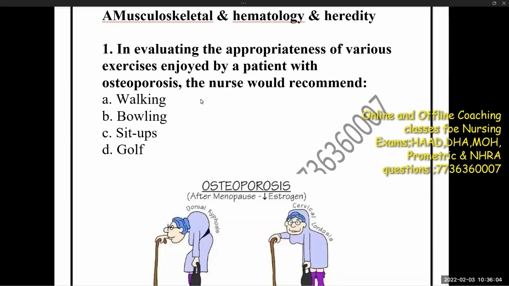So these are the questions from musculoskeletal system. In evaluating the appropriateness of various exercise enjoyed by a patient with osteoporosis, the nurse should recommend. So what you need to explain can be given for a patient with osteoporosis. What is exercise? It is walking.